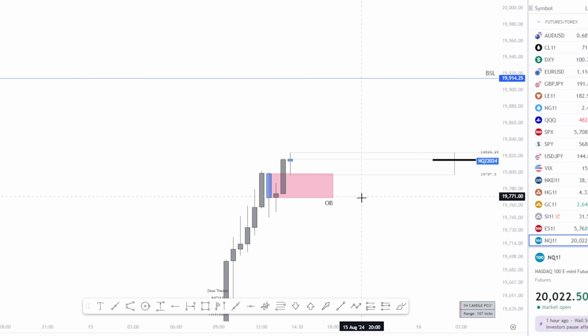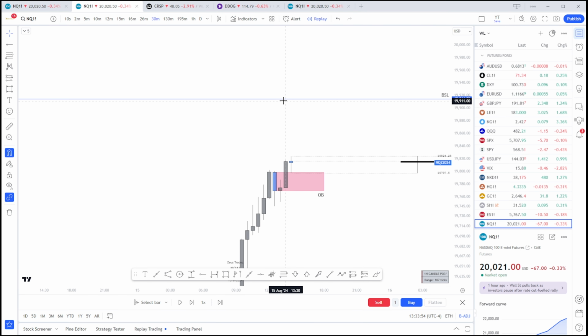Now we want to expand the order block to the right and wait for price to retrace back into this range. It's very, very important you're not chasing these order blocks. You must see price retrace back into the range. You never want to chase a trade. You always want to see it come back and respect your levels.